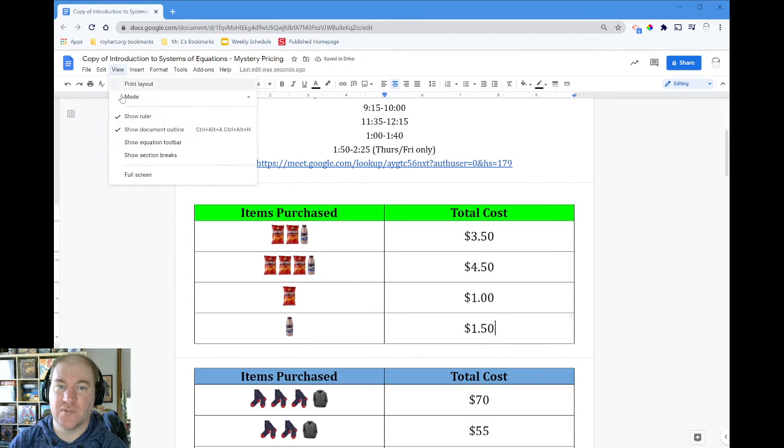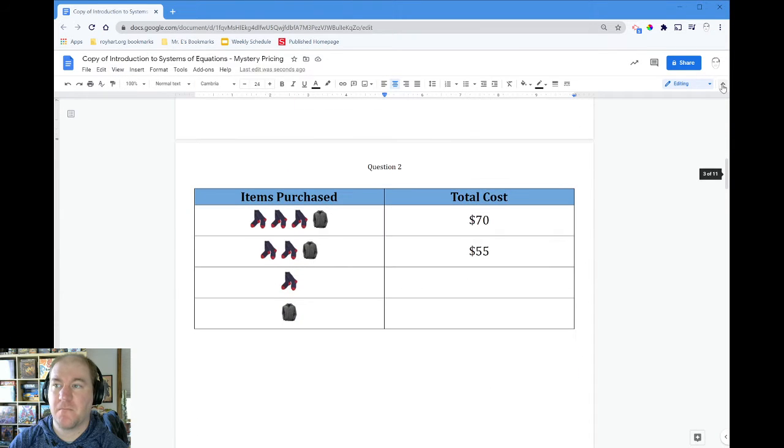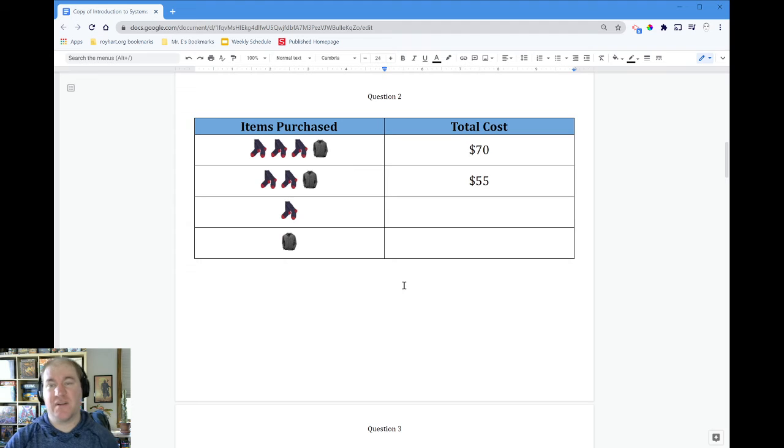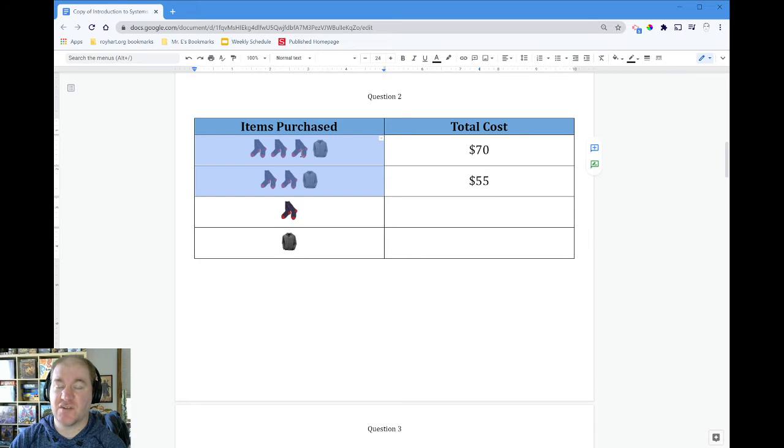All right, question number 2, the blue question. We have 3 pairs of socks and 1 hoodie for $70. 2 pairs of socks and 1 hoodie is $55, and they want to know how much a pair of socks is. So what's the difference between these two purchases?